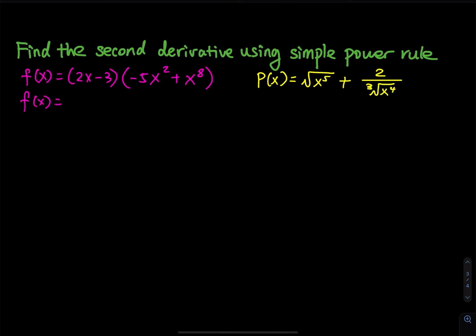The first one: we have 2x times negative 5x squared. That gives me negative 10x to the third power. And then 2x times x to the 8th, so that is plus 2x to the 9th power. And then plus 3 times 5, 15x squared. And then minus 3x to the 8th power.